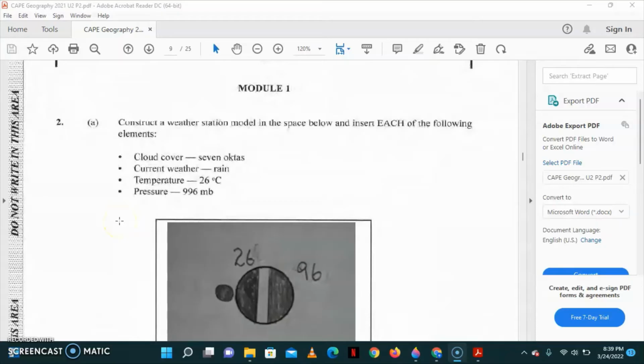Question number 2 looks at Module 1. Now, the first part of question number 2 states that we should construct a weather station model in the space below and insert each of the following elements. Cloud cover, that's 7 octas. Current weather condition is rain. Temperature, 26 degrees Celsius. And atmospheric pressure, it is 996 MB.